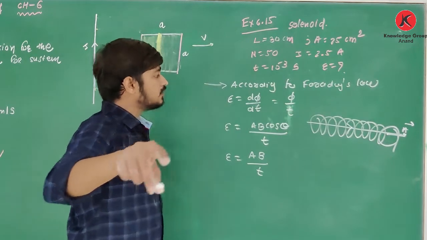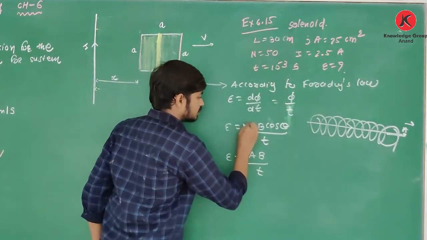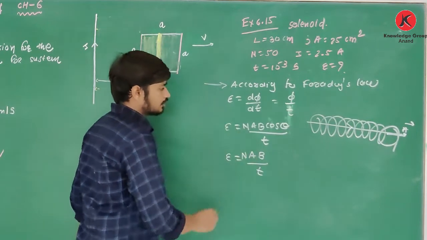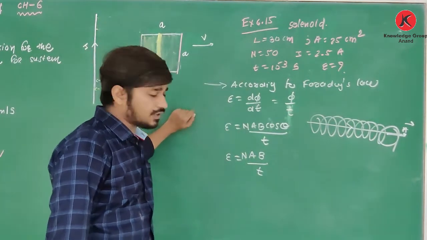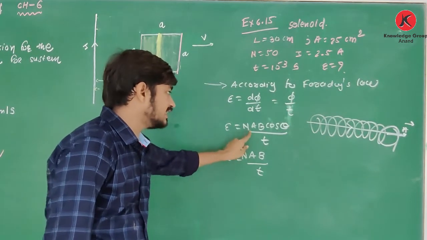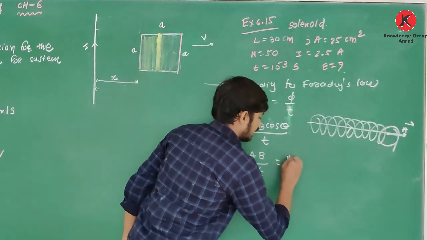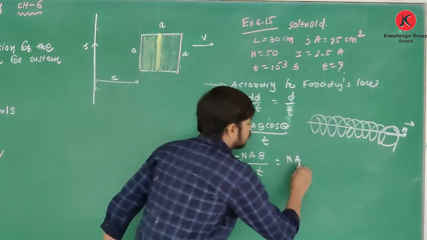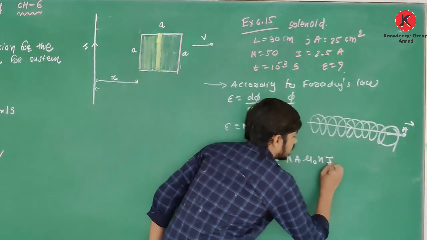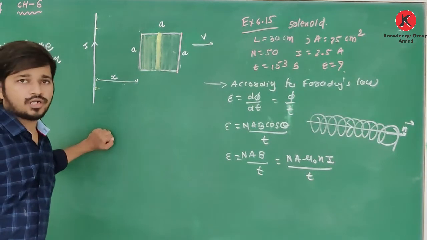And phi means total flux. In total flux, as you are given the number of turns, you have to write N, because you are given the total number of turns 50. So in flux, it is N A B cos theta. Here it is equal to N A B. What is the magnetic field due to a solenoid? We know it: mu 0 N i upon l.